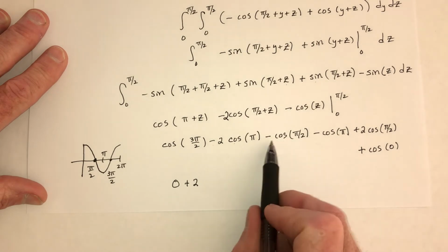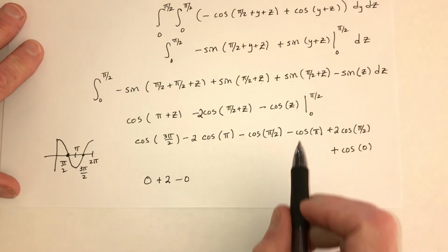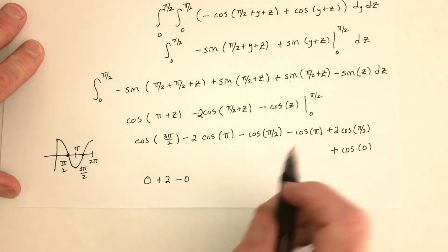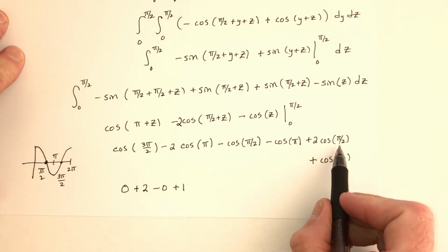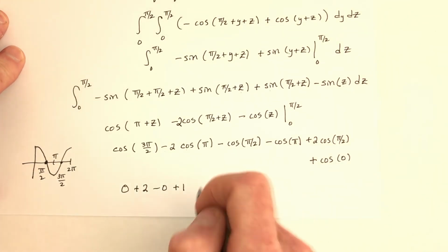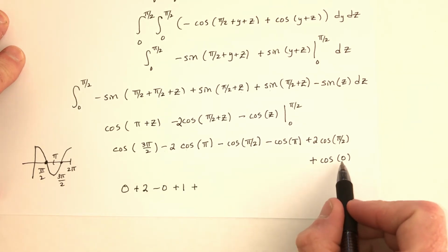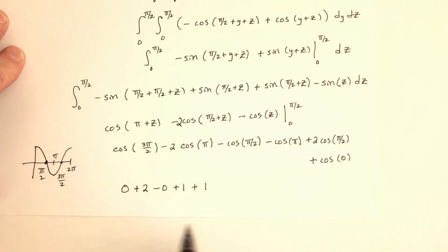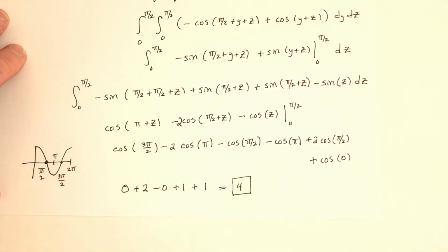Cosine of pi over 2 is 0, so this one's going to say minus 0. Cosine of pi, that's negative 1, so negative 1 times negative 1 will be positive 1. Here's another cosine of pi over 2, so that's 0. And then finally, cosine of 0, that's equal to 1, so add in another 1. So finally, it's 2 plus 1 plus 1, 4.